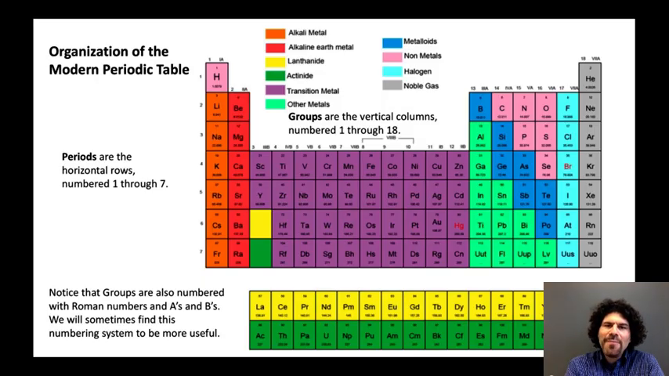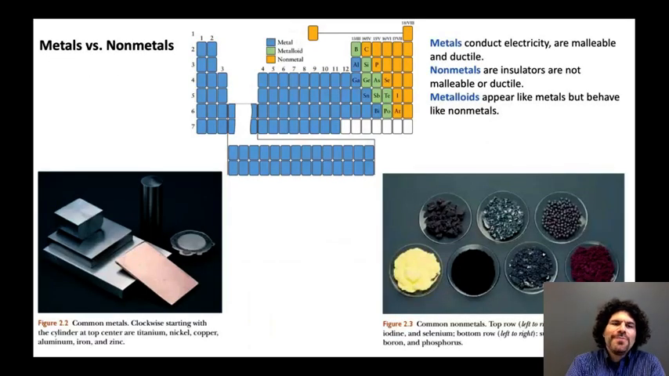So as I said, you probably want to know what the different groups are, at least the alkali metals, the alkaline earth metals, the halogens, and the noble gases. Okay, so back to the topic of metals versus nonmetals.